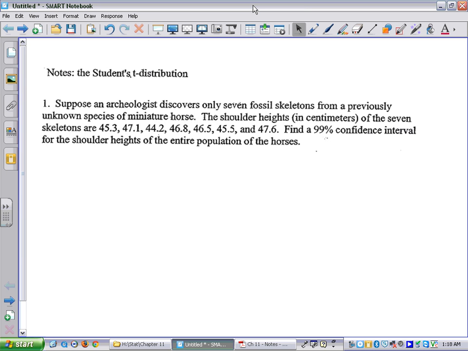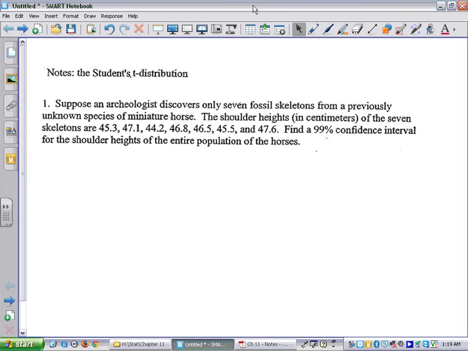Today I'd like to look at a couple examples with the student's t-distribution, one confidence interval question and one hypothesis test question. So number one says, suppose that an archaeologist discovers only 7 fossil skeletons from a previously unknown species of miniature horse. The shoulder heights in centimeters of the 7 skeletons are listed here, and we want to find a 99% confidence interval for the shoulder heights of the entire population of horses.